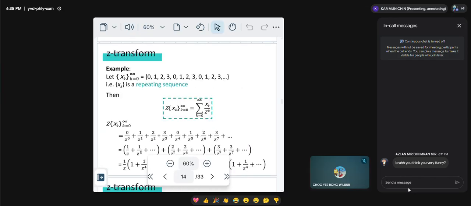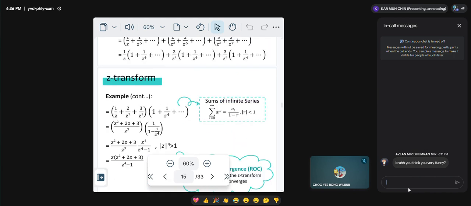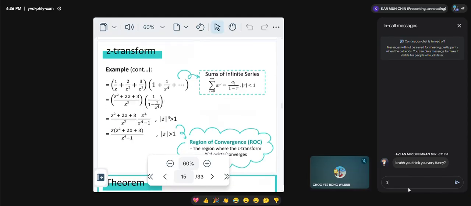So this part, but no worry, this is not the usual question that you need to answer. This is just to tell you that for a repeating sequence, you can solve it using these techniques.